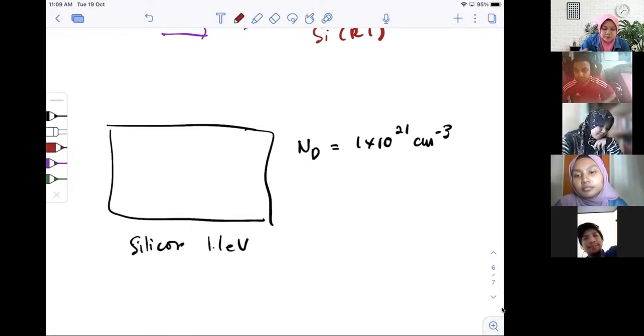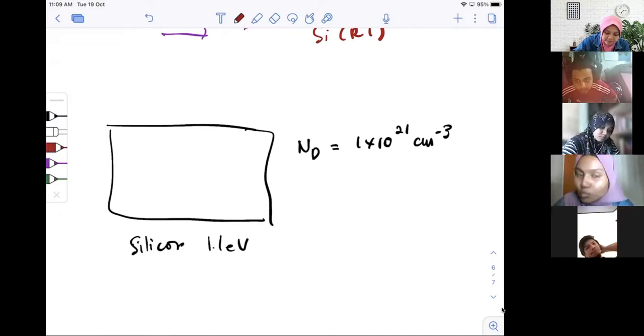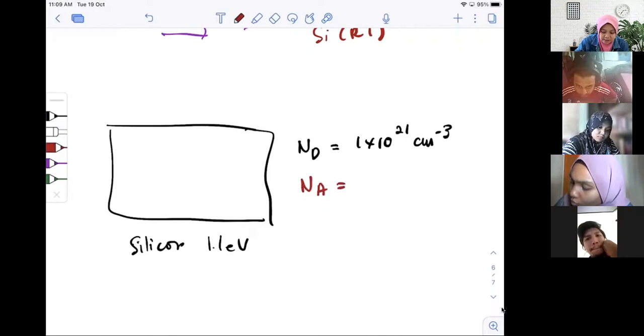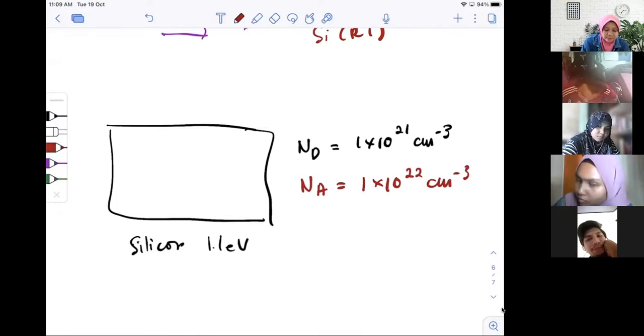N-type. Okay, it becomes N-type. Then after some time I feel like, maybe I should do more experiments. I will add acceptor atoms. It has become N-type, but I put in more acceptor atoms of 1 times 10 to the power 22. What will happen to my material now?